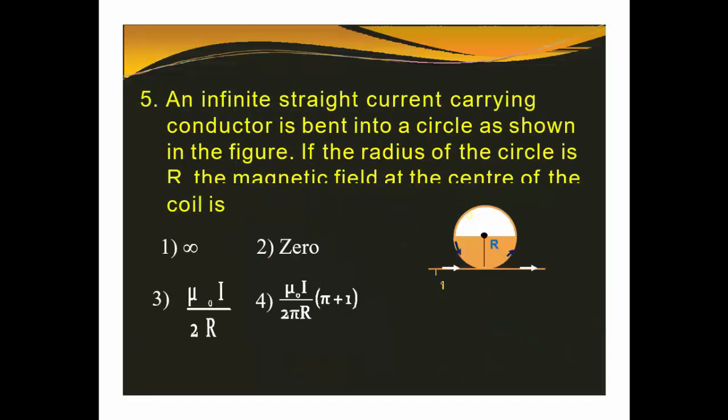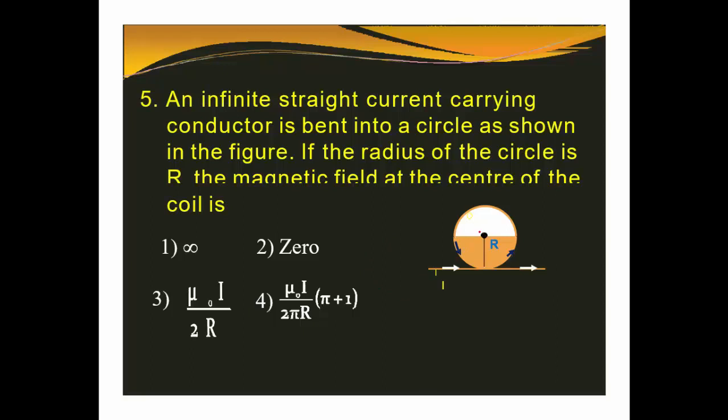After this, we go for the next question. An infinite straight current carrying conductor is bent to form a circle as shown in the figure. If the radius of the circle is R, the magnetic field at the center of the coil is?